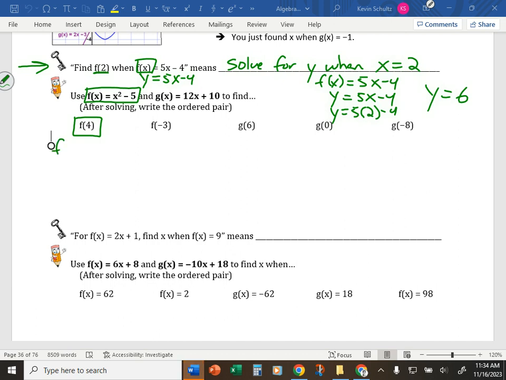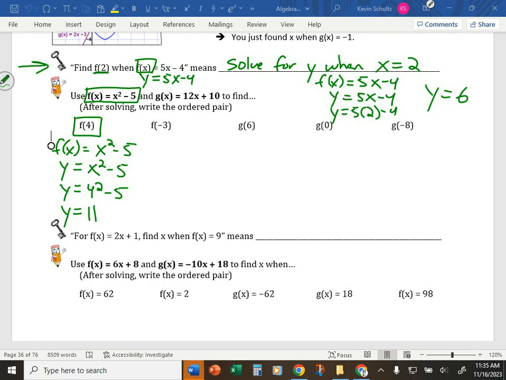So I'm going to write f of x equals x squared minus 5, which is really the same as y equals x squared minus 5, right? Because f of x really just means y. And if I'm finding f of 4, I'm going to replace x with 4. So I get y equals 4 squared minus 5. 4 squared is 16. 16 minus 5 is 11. So when x is 4, y equals 11.